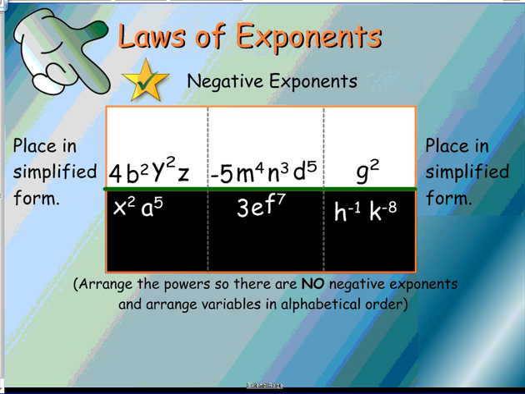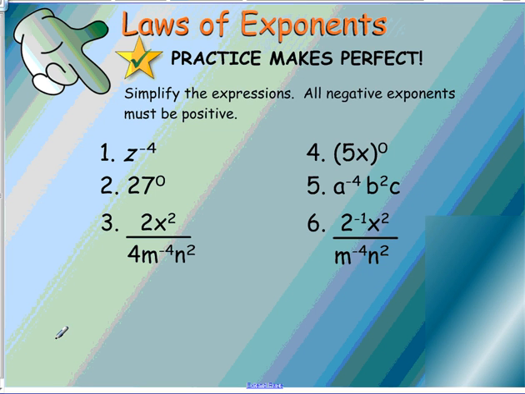Okay, so what I want you to do is this final one right here. Do it for me. Arrange it. Make it look better. Simplify it. Get rid of those negative exponents. We don't want them. They're bad. All right? Okay, couple more practice problems.